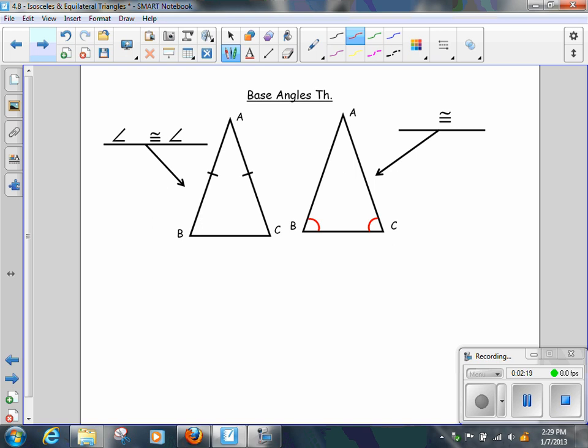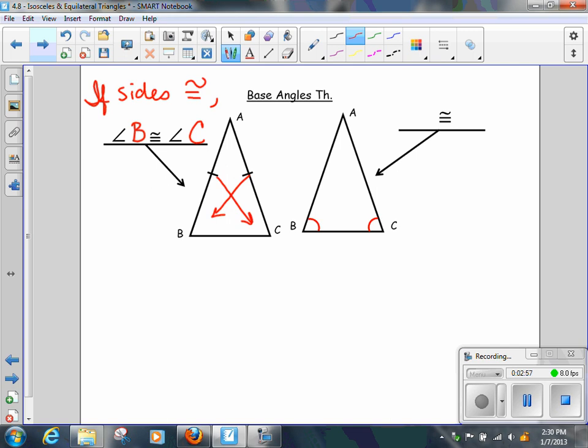So the base angles theorem says that if the sides are congruent, then which angles are congruent? Look at that first triangle. Remember how I told you that it's the angles opposite those sides? So angle B would be congruent to angle C. Remember that? Okay.